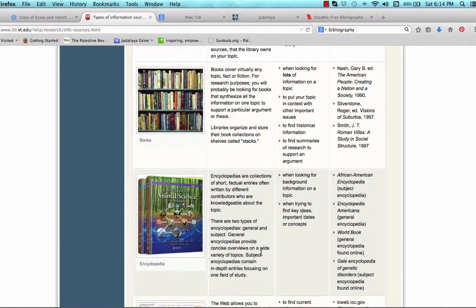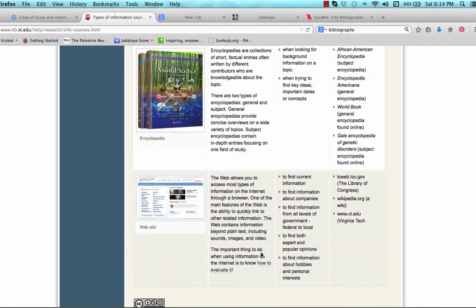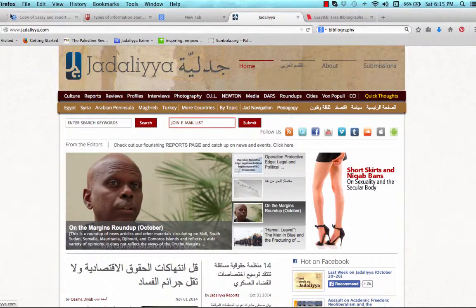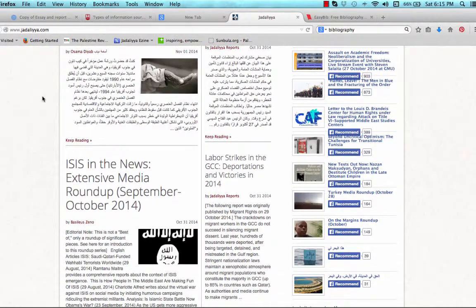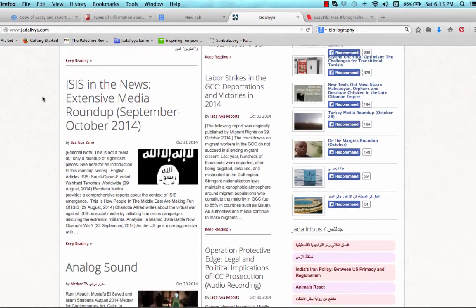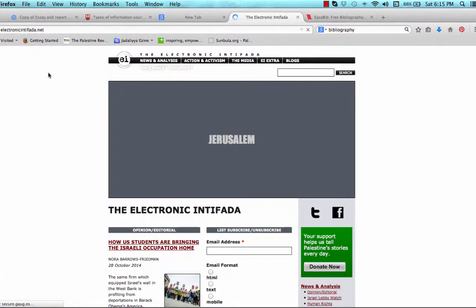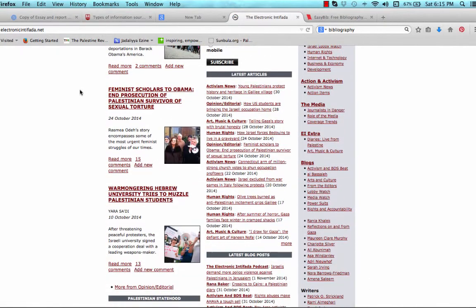Books are print sources. Encyclopedias are print sources. So any website, anything online, is not a print source. It's actually an electronic source. Another form of electronic sources is, for example, any online magazine. One magazine online I frequently look at is Jadaliyya. Basically it has very interesting articles. Another one I look at is Electronic Intifada, and it has a lot of interesting articles as well.